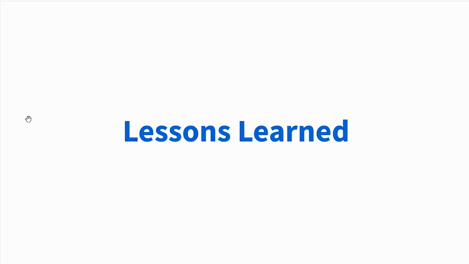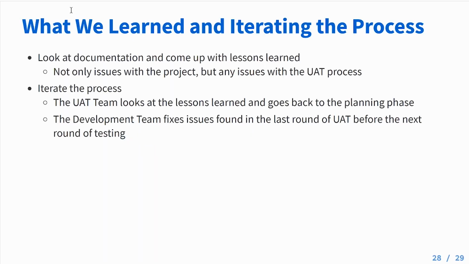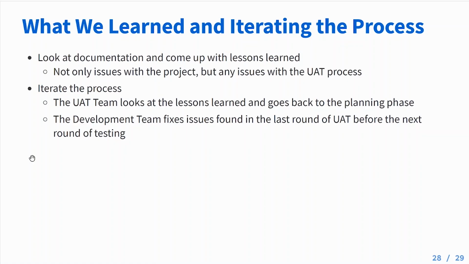Taking this all back to some of the lessons that we've learned today, what we learned in the iteration process is that we need to look at documentation and come up with these lessons learned. So not necessarily only issues with the project, but any issues with the UAT process so that we can improve the UAT process going forward. And we want to make sure that we're actually iterating the process. So this is going to occur when we have the UAT team look at the lessons learned and go back to the planning phase and make sure that we're improving it as we go. And we want to make sure that the development team is fixing issues that are found in the last round of UAT before the next round of testing.